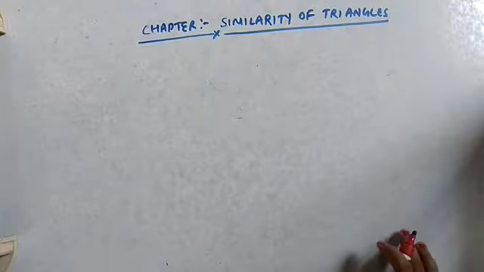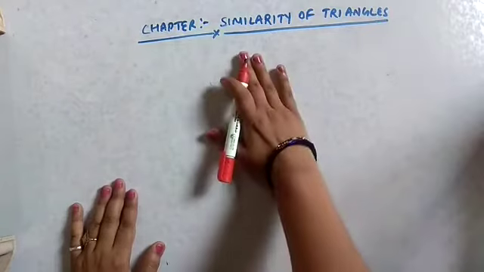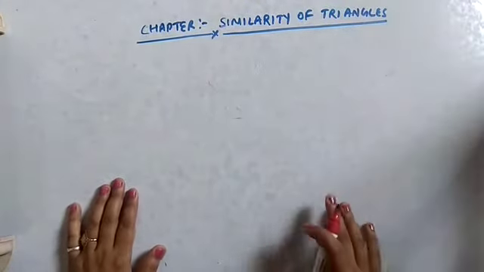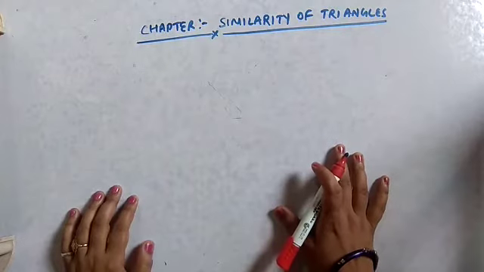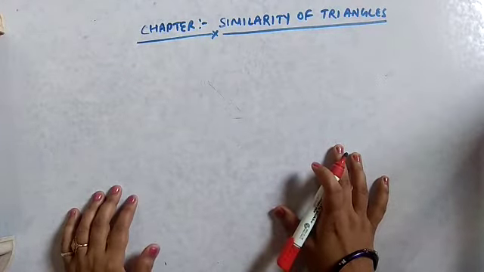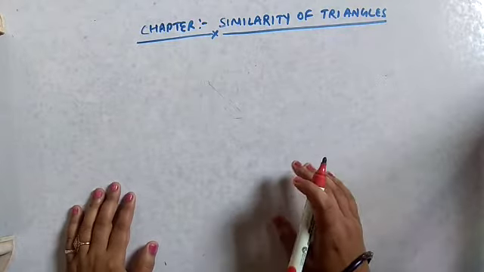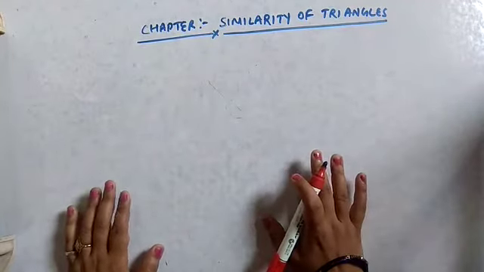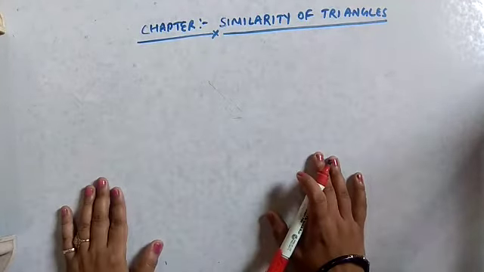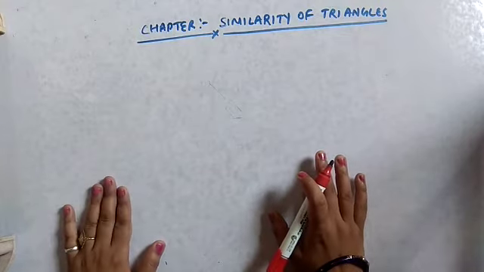Good morning, class. Today we are going to start the new chapter of Standard 10, that is Similarity of Triangles. Before going to this chapter, please revise congruency from Standard 9, so that if we are going to deal with this chapter with the help of congruency, you may understand the concept of congruency also.